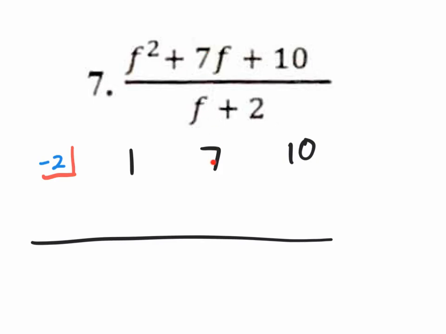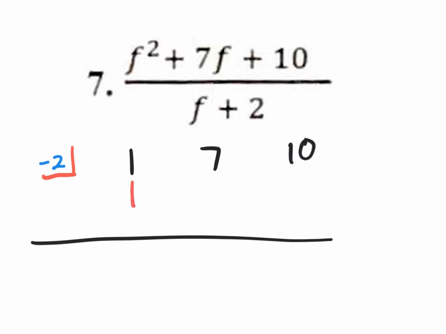The 7 came from the coefficient of f. The 10 came from the 10, right? What about this -2? It comes from the opposite of the constant of the binomial you're dividing by. So if this would have been a -7, right here you'd have a +7. If this is a +3, right here you have a -3. Right here you have a +2, it's a -2. Everybody with me? Okay, now slowly, carefully, everybody.